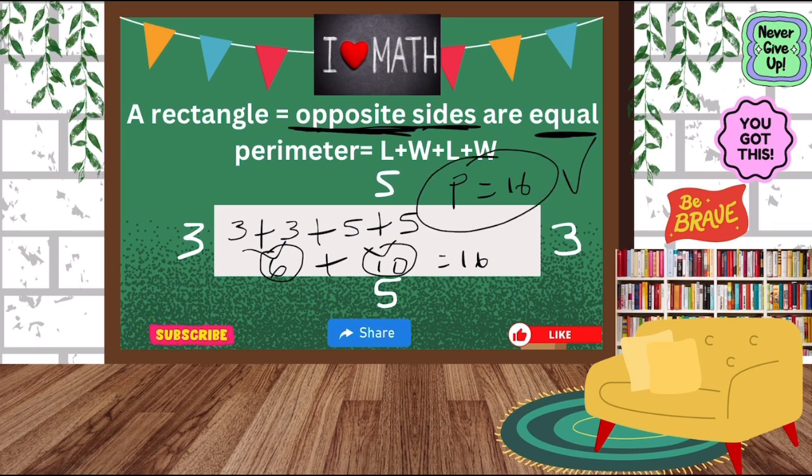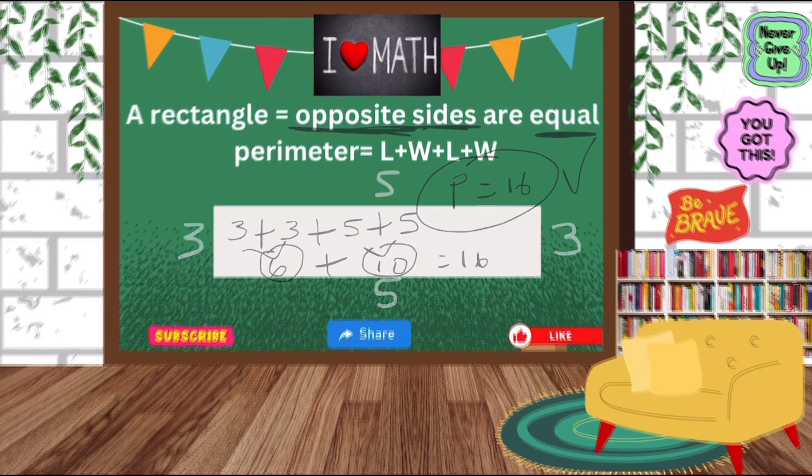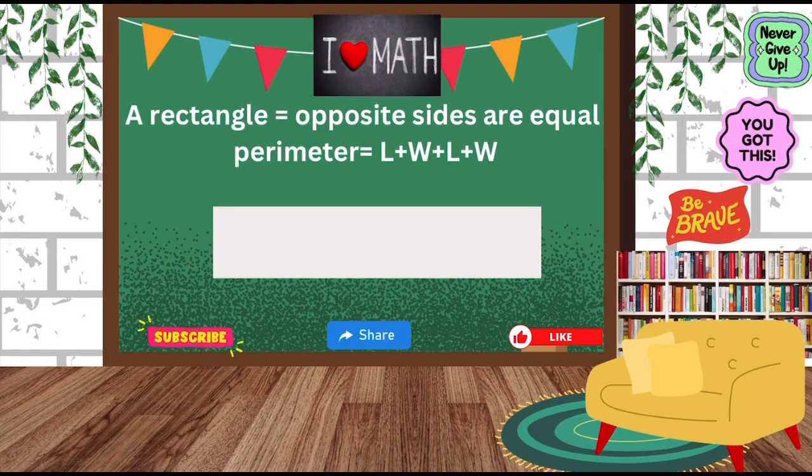We're going to try another one, okay? So a problem, they can give you a rectangle and they can give you one side length, and sometimes they do that. They will give you one side length and one side width. But just know that whatever side length they give you, the other side length has to be the exact same number. Whatever side width they give you, the other side width has to be the same number.